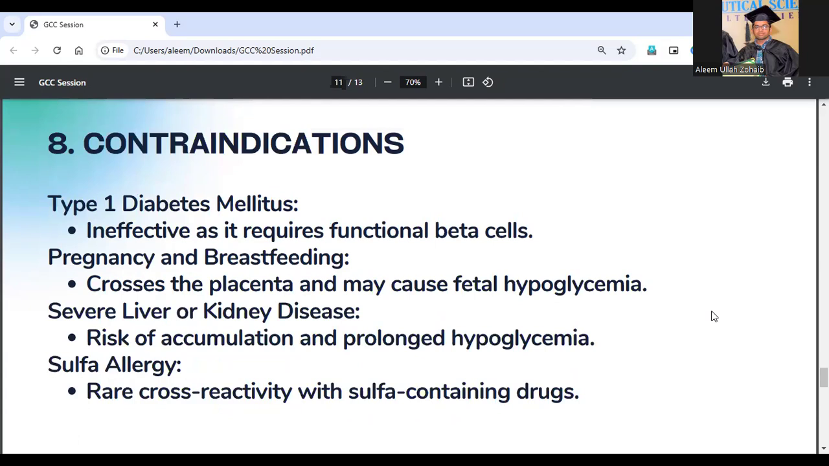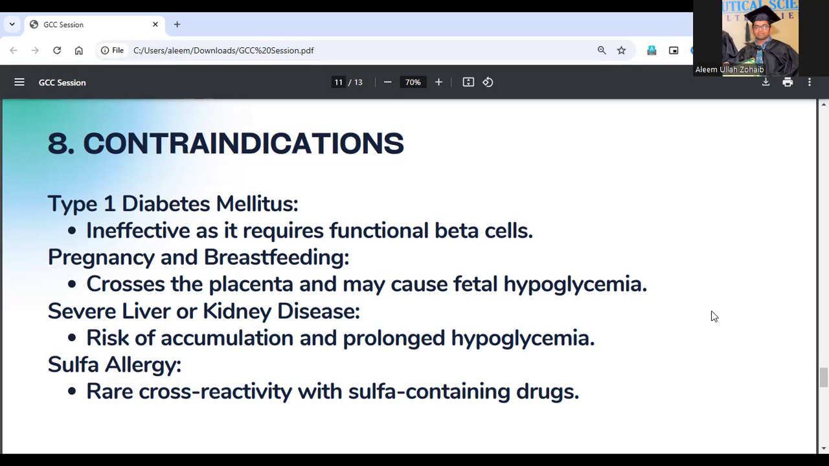Contraindications: type 1 diabetes mellitus. Why? Because it requires beta cells, and in type 1 there is a complete lack of these beta cells. With the lack of functional beta cells, it cannot act on those receptors and cannot be used for type 1 diabetes mellitus. It is used for type 2, because in type 2 there is insulin resistance. Insulin is present in the body, but it is resisted.